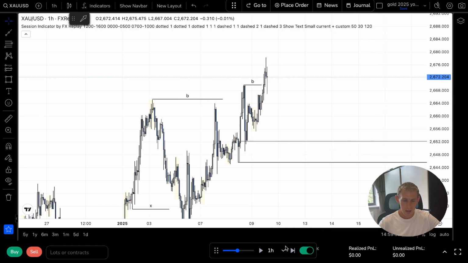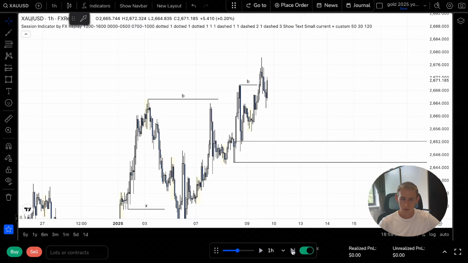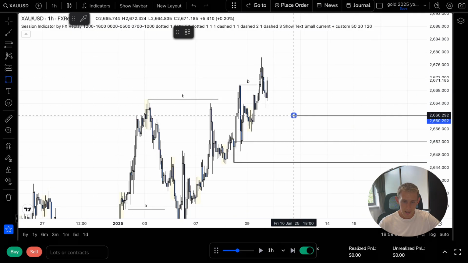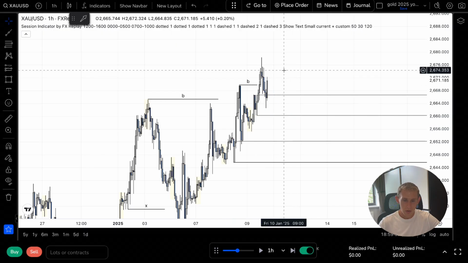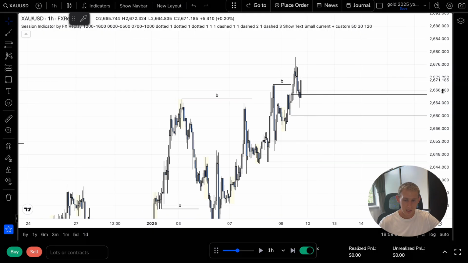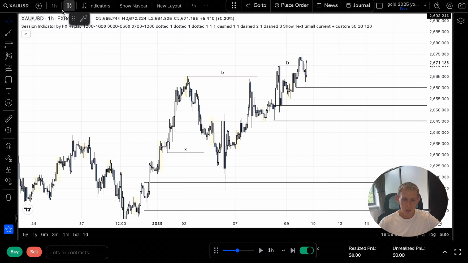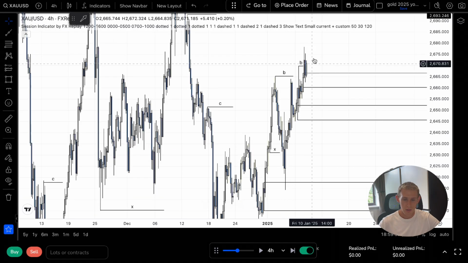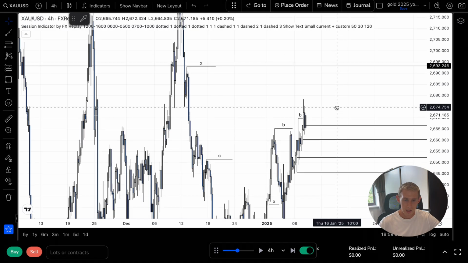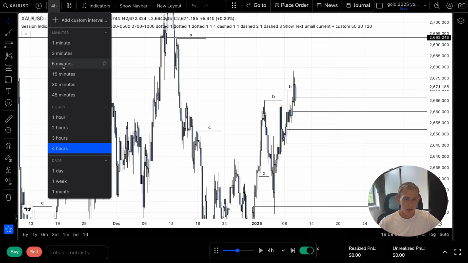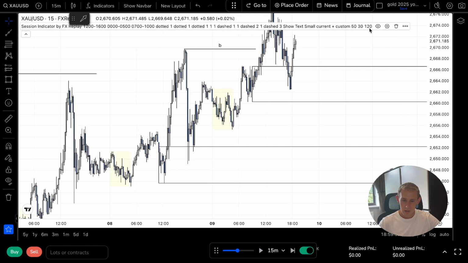Could see price maybe kind of have this demand. It was already tapped and mitigated, but because it is such an obvious area, I would go off it again, especially just looking at all of this momentum that price has at the moment. So let's have a look, see if price reacts to this area.